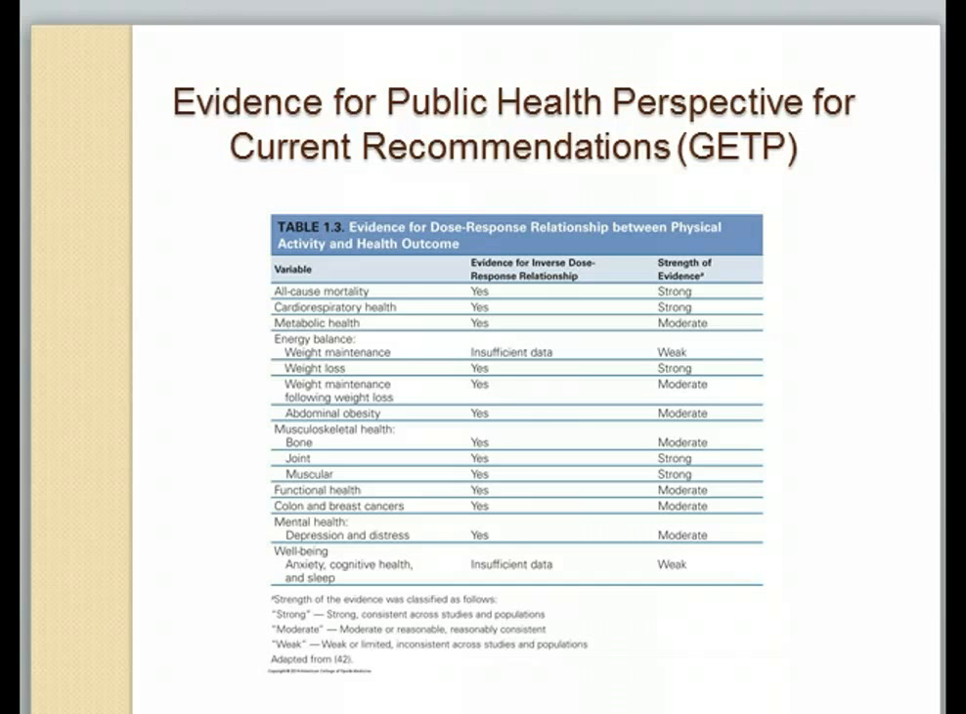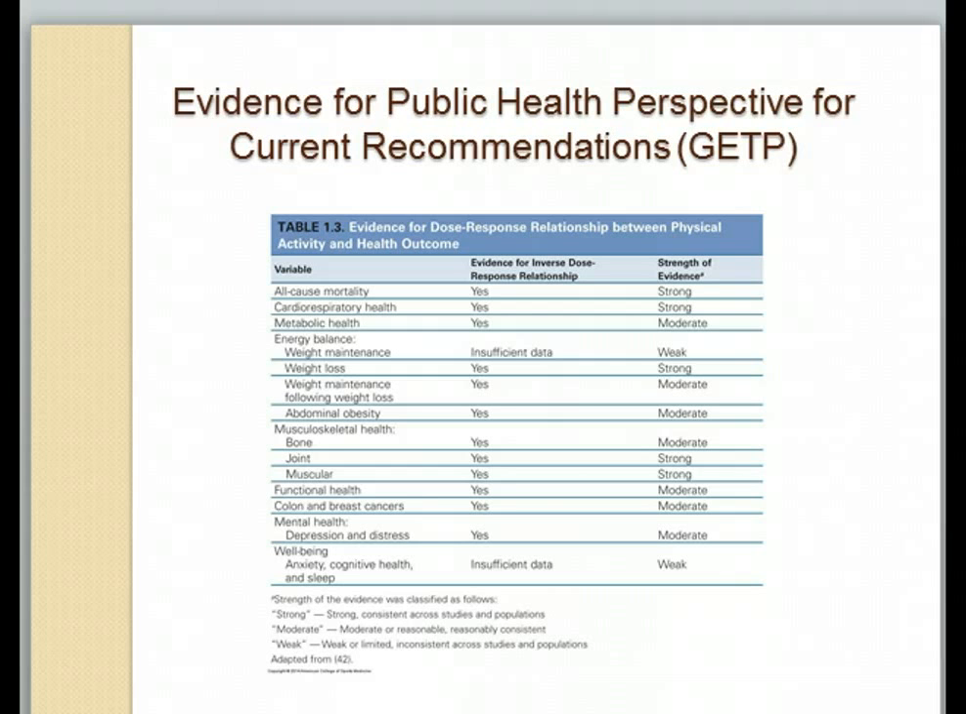So if you look at all-cause mortality, risk of death, cardiovascular health, weight control, pretty much that's the only thing where there really aren't a whole lot of data with weight maintenance, as well as at the very bottom of the list, anxiety and depression. But there is very good research evidence for exercise affecting every single one of these variables listed in the table. So that's great news for us. Where there are insufficient data, that just means more research needs to be done. So more opportunities for us as exercise professionals to work on that area.